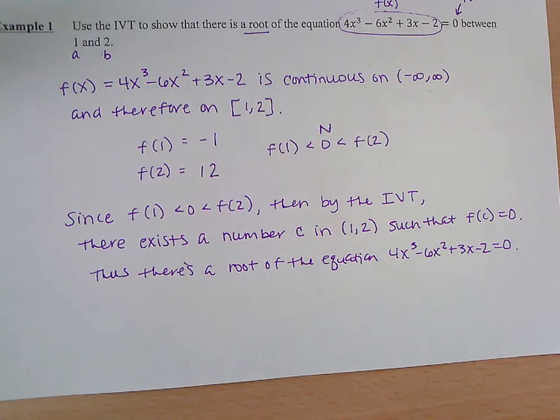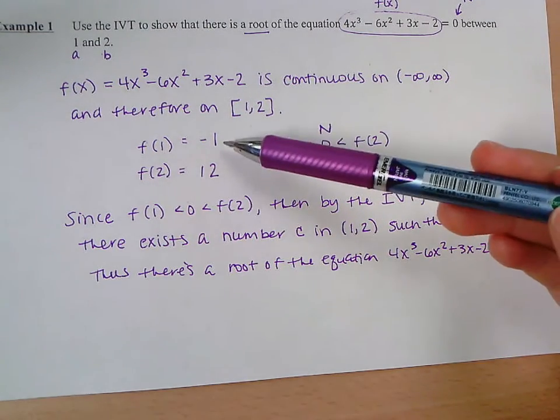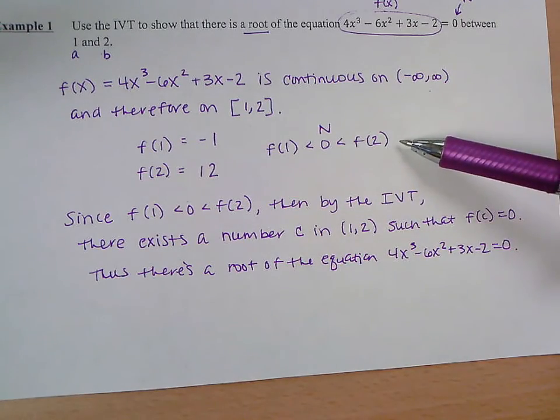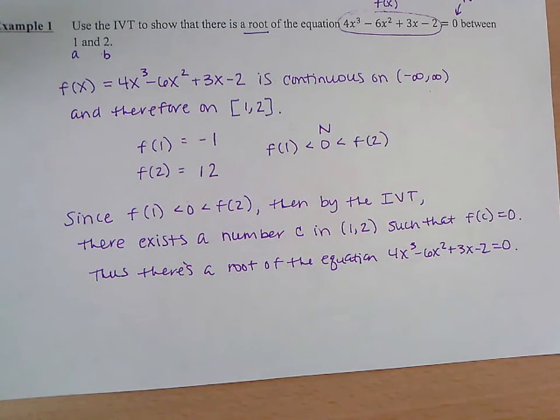Okay, so you need to, again, first state that your function is continuous on the closed interval. Find your two y values to show the y value you're concerned with is in between them. And then you make your conclusion. By the IVT, there's a number c in the open interval such that f of c equals that y value. All right, any questions on that one?